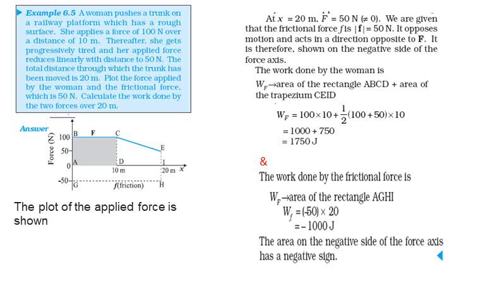The plot you can see in the diagram. At x equal to 20 meters, the force is 50 Newton. And we are given that the magnitude of frictional force is 50 Newton. It opposes the motion and acts in the opposite direction. So the work done will be equal to the area under the graph, that is the area of rectangle ABCD and area of trapezium CEID. By putting all the values, you will get the work done equal to 1750 joule. And work done by the frictional force will be the area of the rectangle AGHI, and the value of the force is -50, and you get -1000 joule.